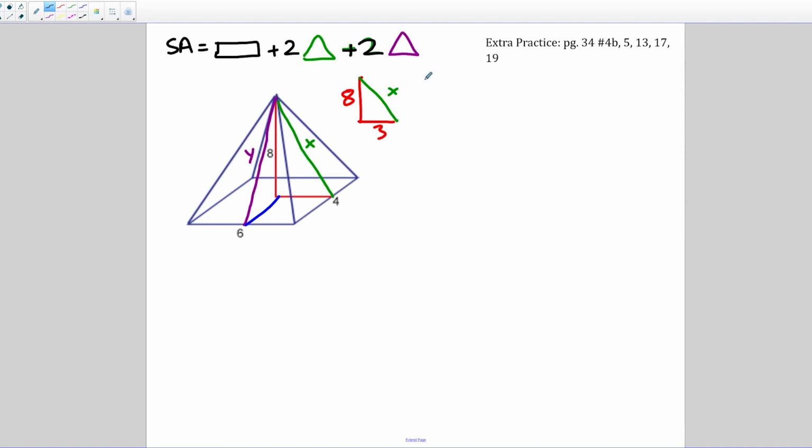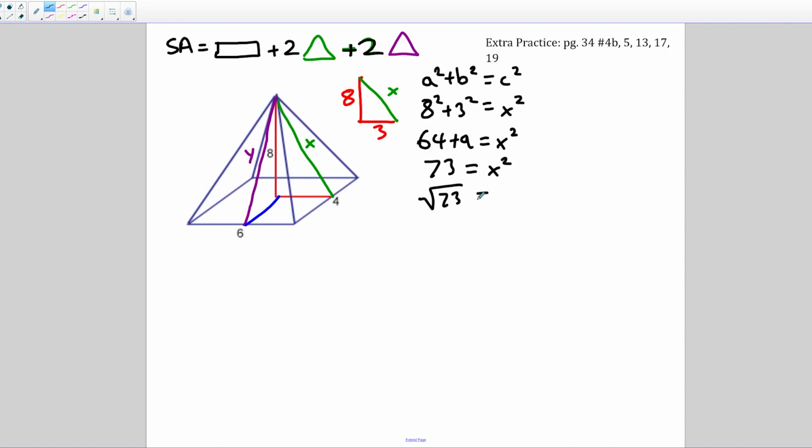From here, we're going to use the Pythagorean theorem. We've got a squared plus b squared is equal to c squared. So I've got 8 squared plus 3 squared is equal to my hypotenuse squared, in this case x squared. So 64 plus 9 is equal to x squared. Adding them up, 73 is equal to x squared. And then I can square root the left-hand side and the right-hand side, leaving me with a slant height of the square root of 73. So I'm going to go ahead and box that in green to let us know that we've solved that one.